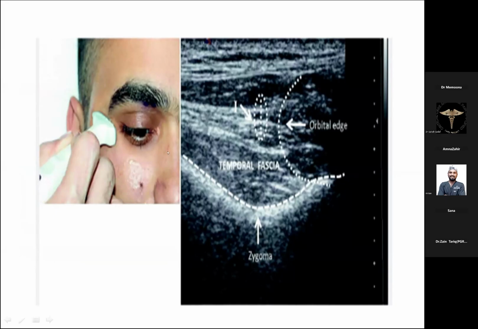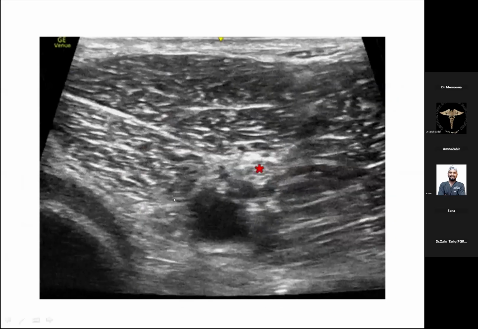This picture should be identified. This is the zygomatic arch, and the injection should be given above and below this temporal fascia, because the zygomaticotemporal nerve gives a deep branch which pierces this fascia. In order to block both these nerves, we need to give injection at both these sites. Here you can see the injection being placed, and a vascular structure has also been identified with the ultrasound.